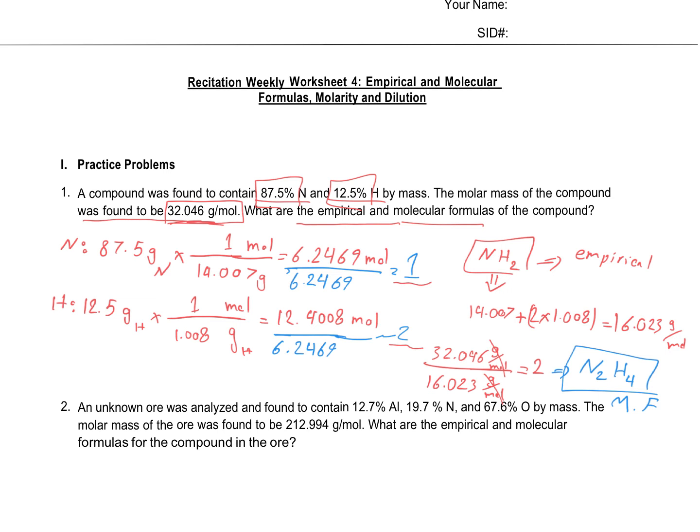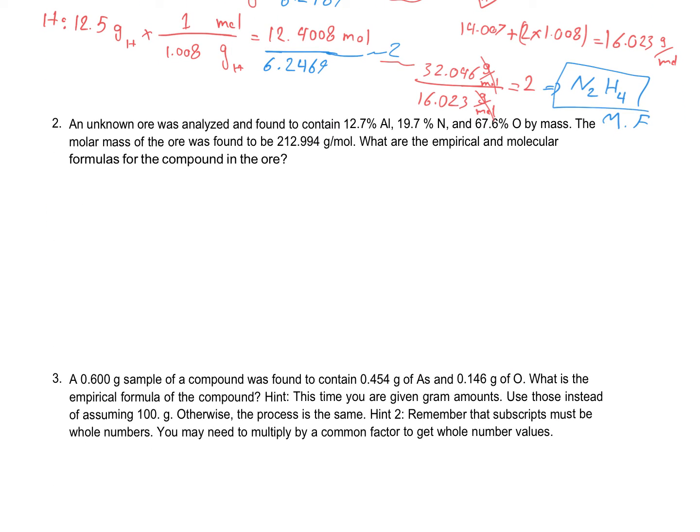Okay, so let's do the next question. If you have a compound, it's an ore, analyzed and found to contain these three elements: aluminum, nitrogen, and oxygen. You have these percentages by mass. So the first step, consider you have 100 gram of the compound. Therefore, each of these three can be counted as the mass of each element: aluminum, nitrogen, and oxygen. So we have 12.7 gram aluminum, we have 19.7 gram of nitrogen, and we have 67.6 gram of oxygen.